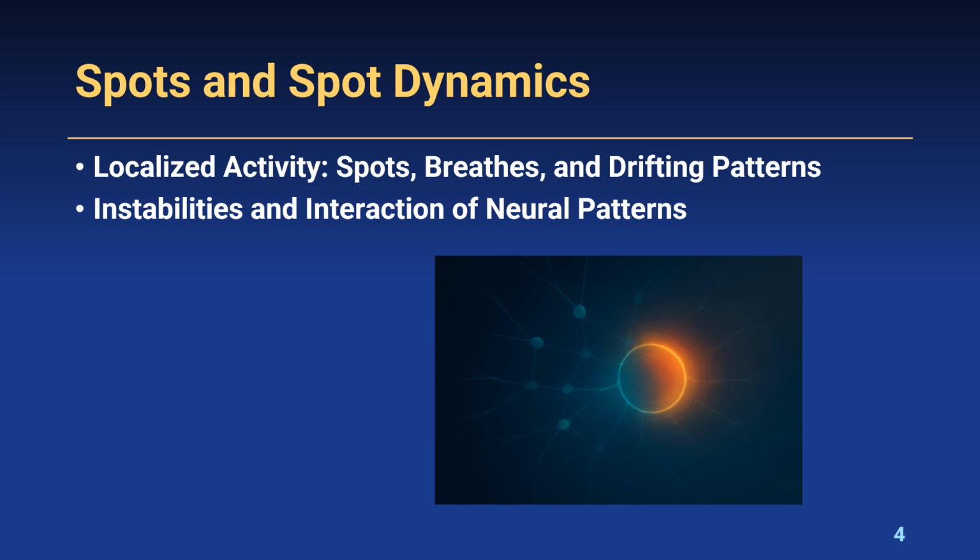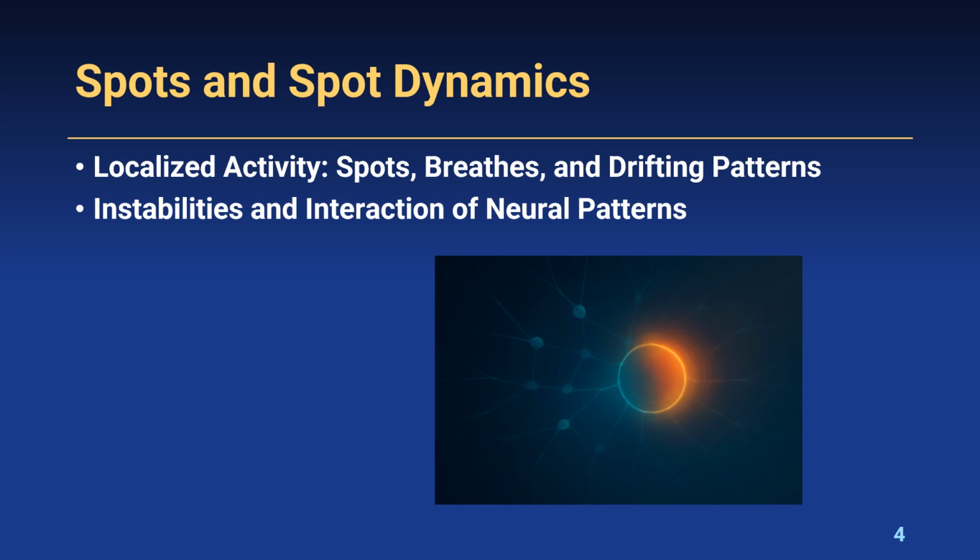The chapter introduces a two-dimensional neural field model that includes both short-range excitation and long-range inhibition between neurons. These interactions give rise to localized activity patterns, or spots, that can either remain stationary, oscillate in time, breathers, or even move across the field, drifting spots.